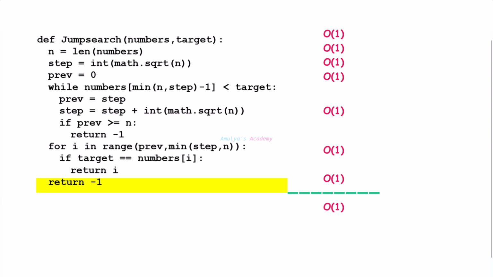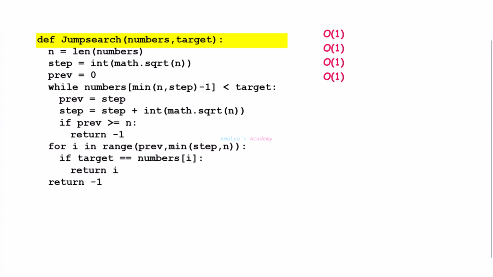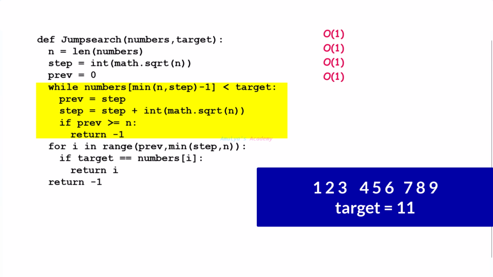Now what about the worst case scenario? That is when element is not present in the given list or it is present in the last block. So in that case, here function header constant time, length constant time, step constant time, previous equal to 0 constant time. Here in the while loop, if element is not present, then we'll execute this square root of n times, right? So here time complexity is big O of square root of n.